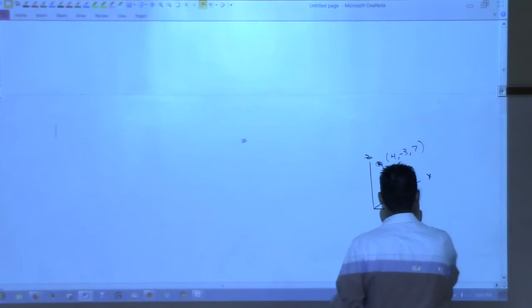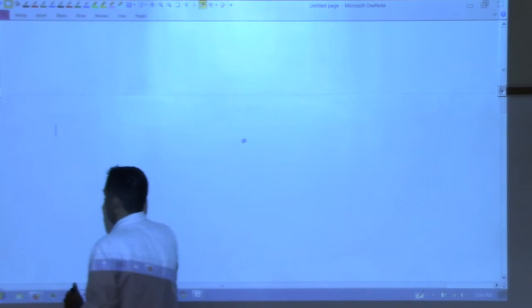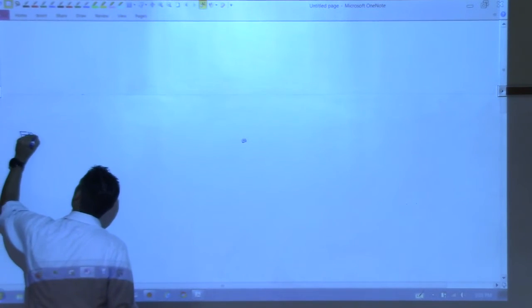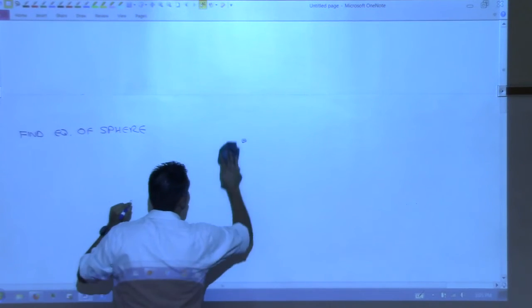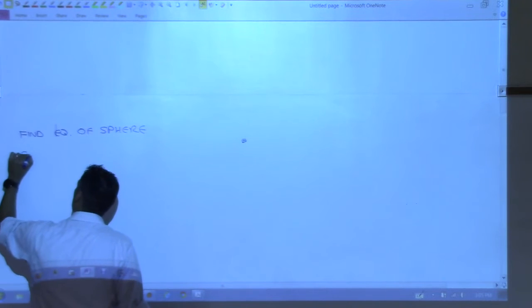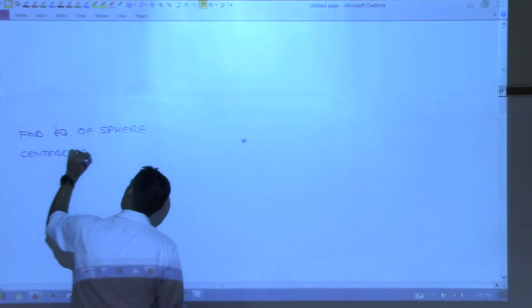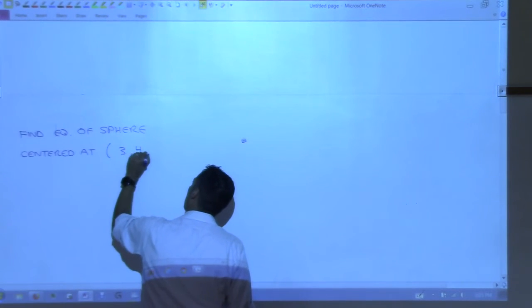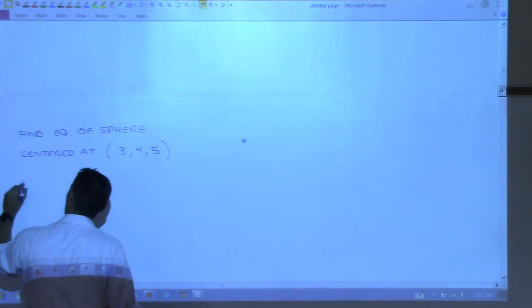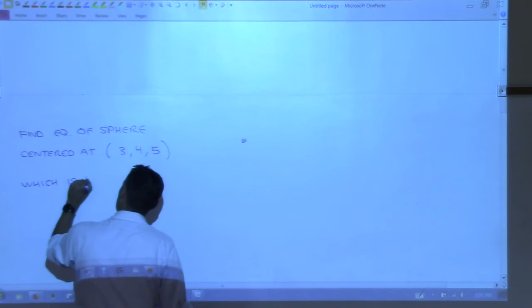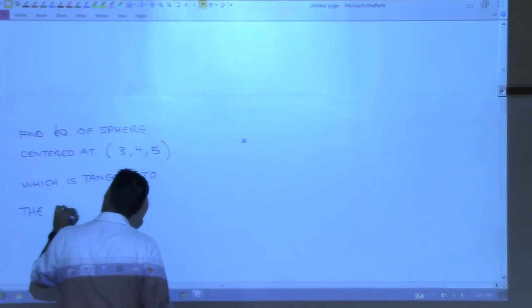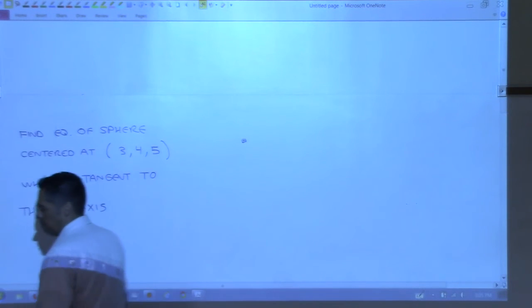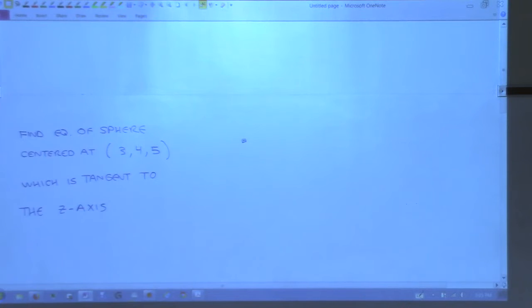This one might be a little bit harder. Find the equation of the sphere centered at the point 3, 4, 5, which is tangent to the z-axis. All right, so we need to actually understand what we mean by this.